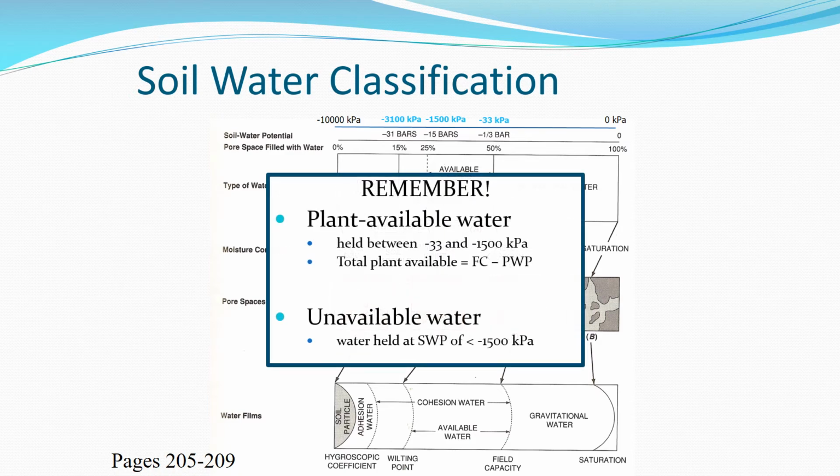And so I want you to remember that the plant available water is held between negative 33 and negative 1500 kilopascals. So the total plant available water is field capacity minus permanent wilting point. And unavailable water is held at soil water potentials that are at negative 1500 kilopascals going all the way to negative 800,000 kilopascals, basically oven dry.